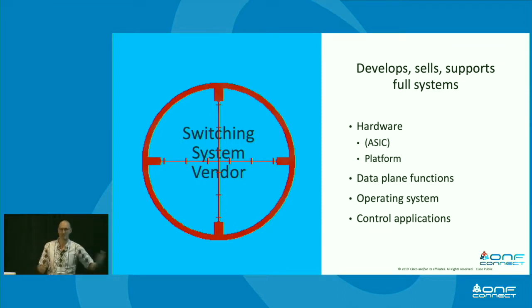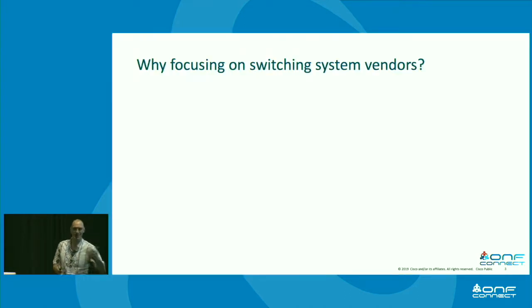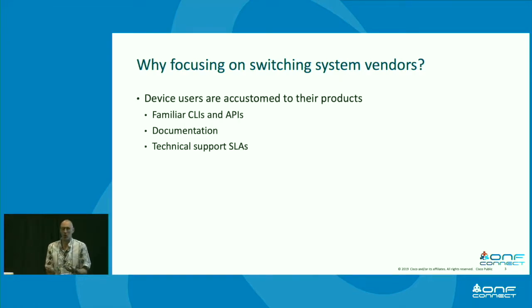So, I had this slide of what switch vendors are. I don't think I need to go through them. They offer a complete system from the hardware to the operating system, to the applications that run on it. So why am I focusing on switching system vendors, besides the fact that, as Brian was saying, I've been working for one until very recently? Because I think a large fraction of network device users are accustomed to the familiar APIs and CLIs that vendors have been offering, to their documentation, to their technical support.